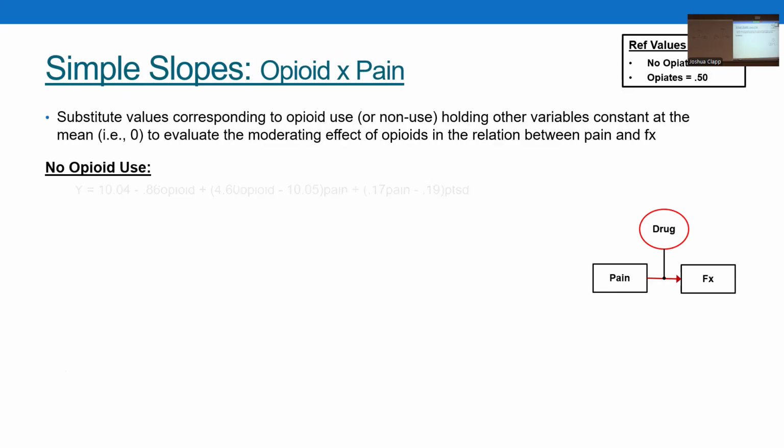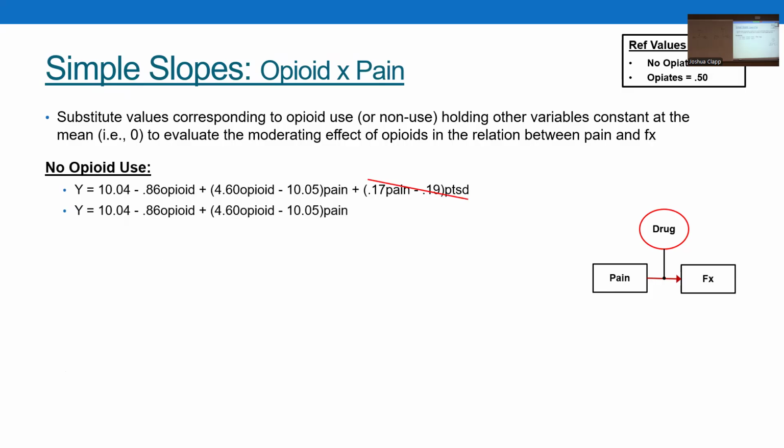So for no opiate use, here's my full restructured regression model. I'm holding PTSD constant at 0, so those terms go away, because if I take 0 times this, all of that's gone, right? So that's nice. If I hadn't centered my model, this would start to become a lot more complicated, right? So centering goes through and simplifies things a great deal.